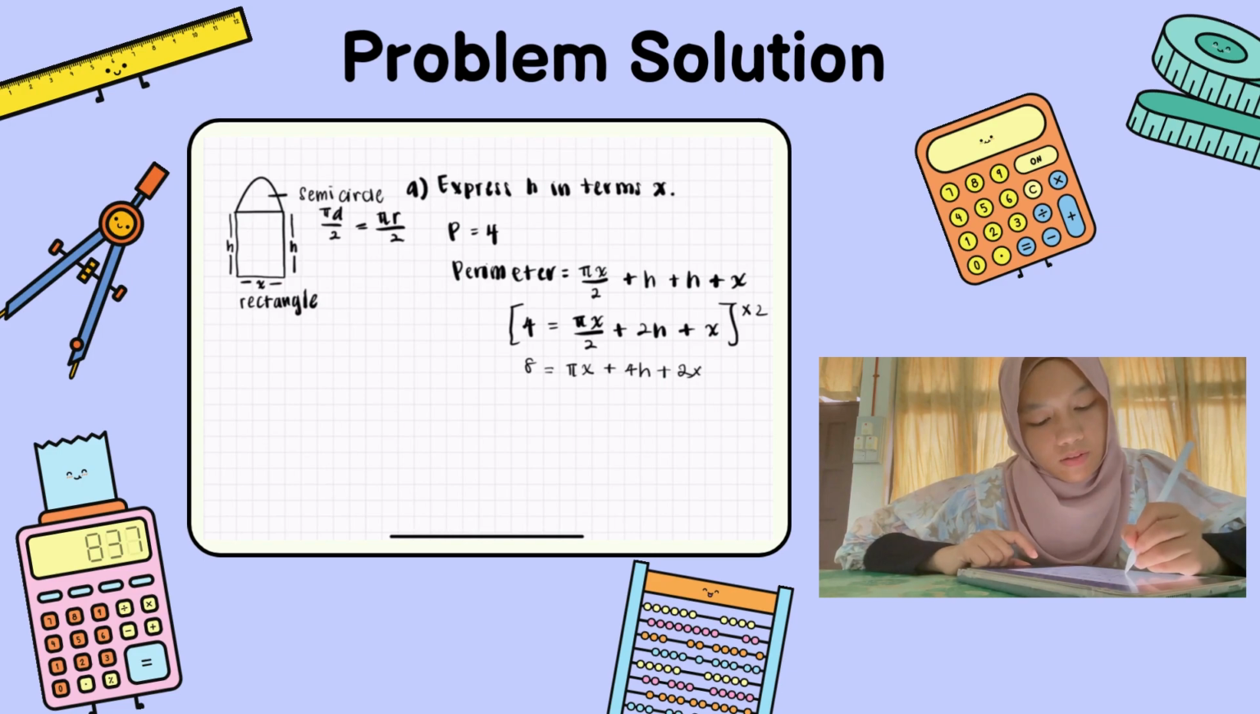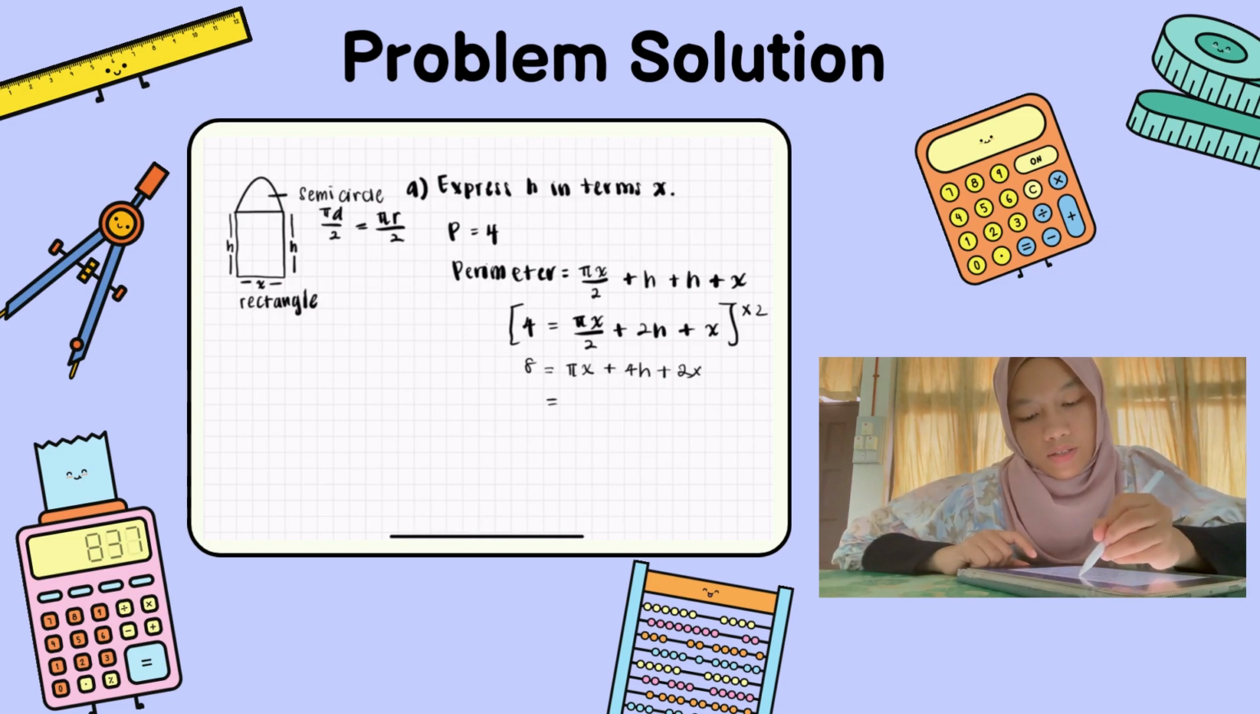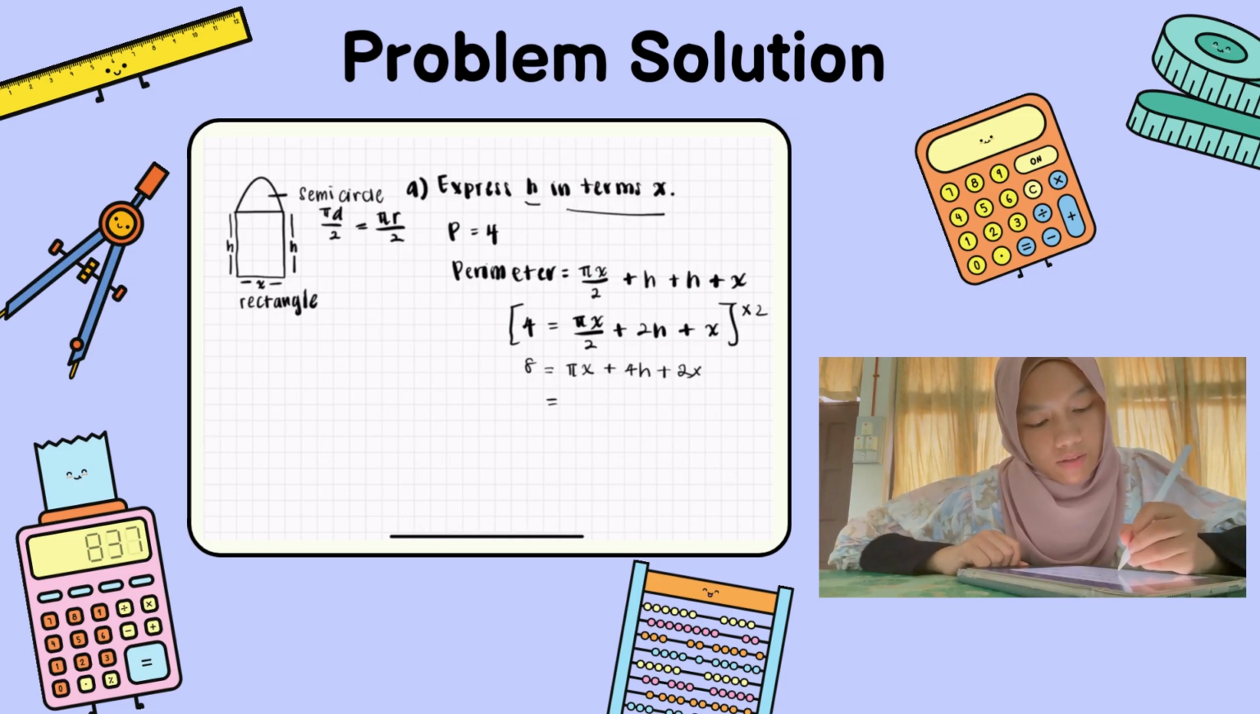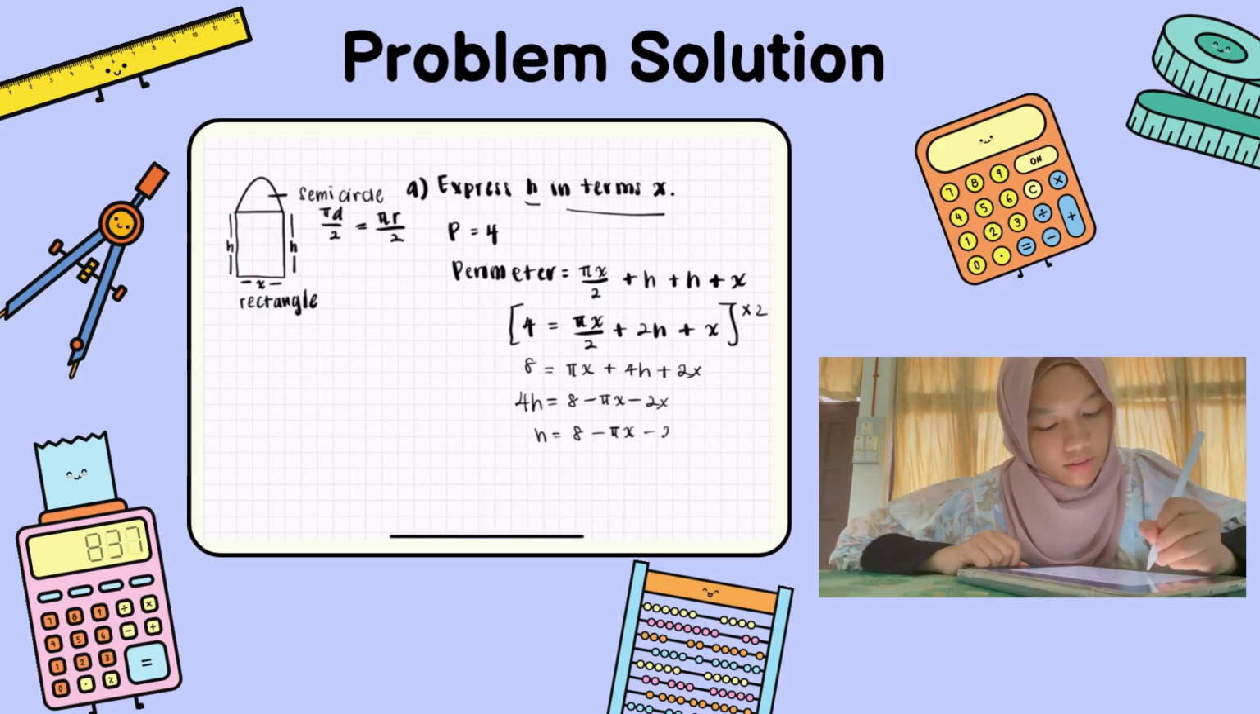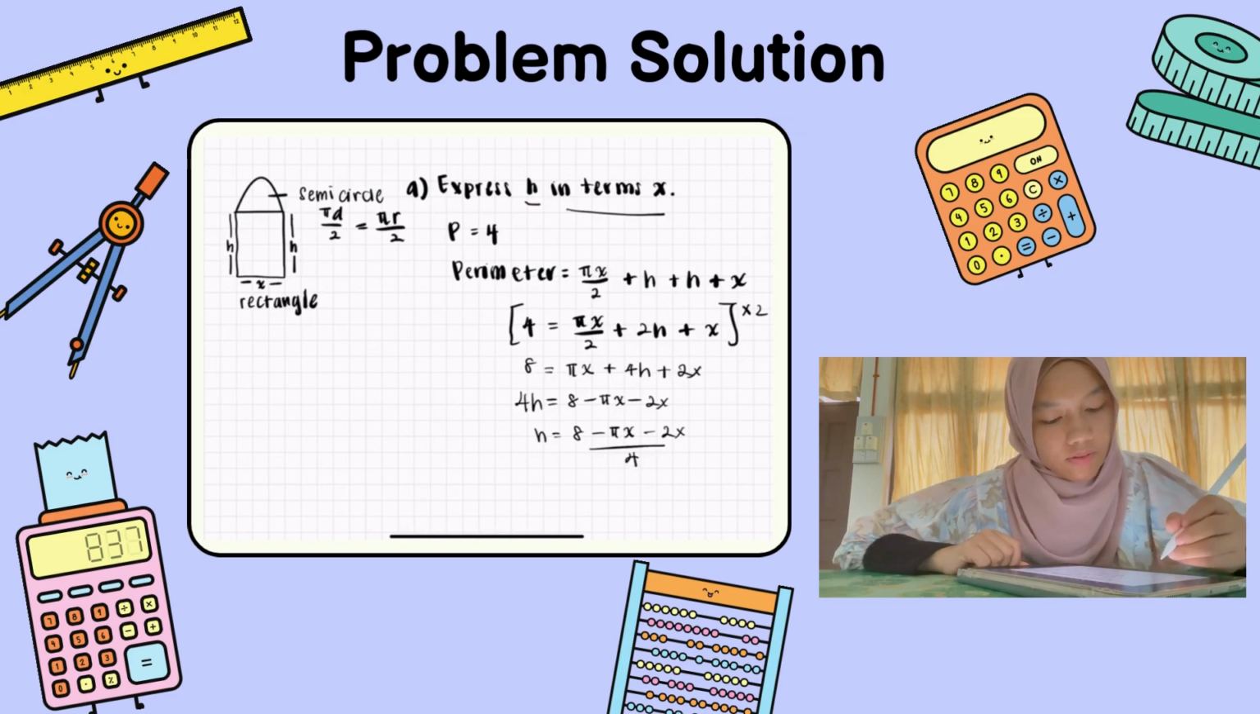We want h in terms of x. 4h equals 8 minus pi x minus 2x. So h is equal to (8 minus pi x minus 2x) over 4.